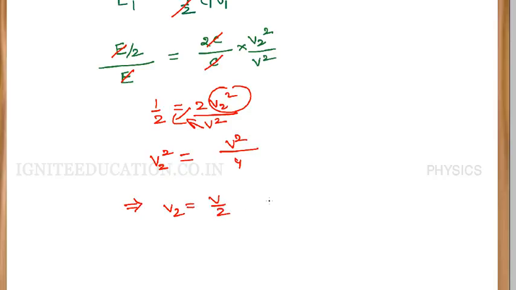So at half of the potential you will be having half of the energy of the first one, at double the capacitance of the first one.